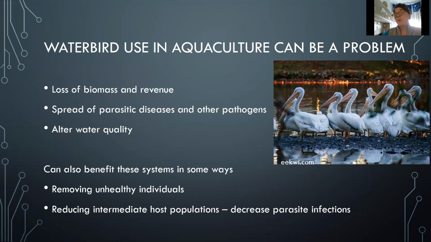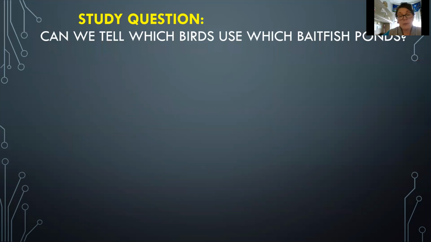However, for the most part, when fish farmers see birds on their ponds, they tend to be pretty alarmed about it. So something that we were trying to learn about was whether or not we could tell which birds were using which types of bait fish ponds. And I had showed 4 different types of bait fish on a previous slide, right?